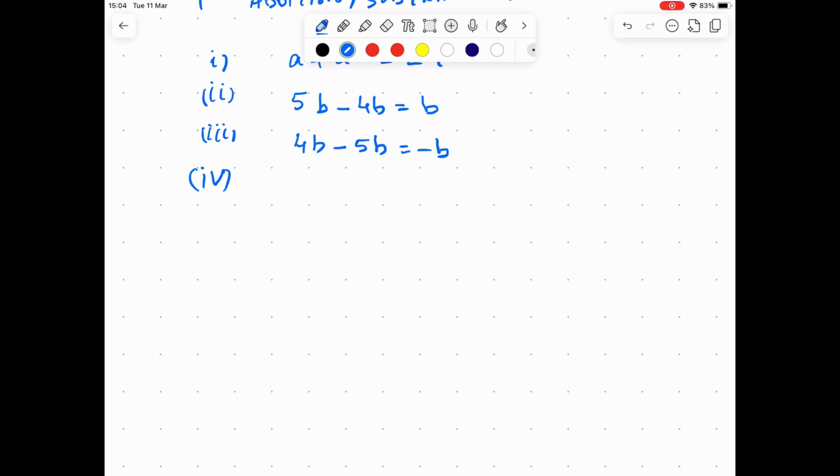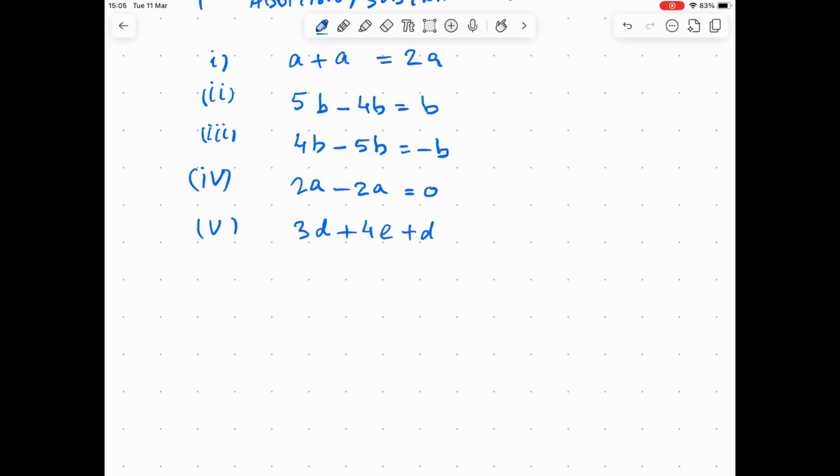And the next is 2a minus 2a, which is 0. And 3d plus 4d, 4e. And plus d and plus minus e.